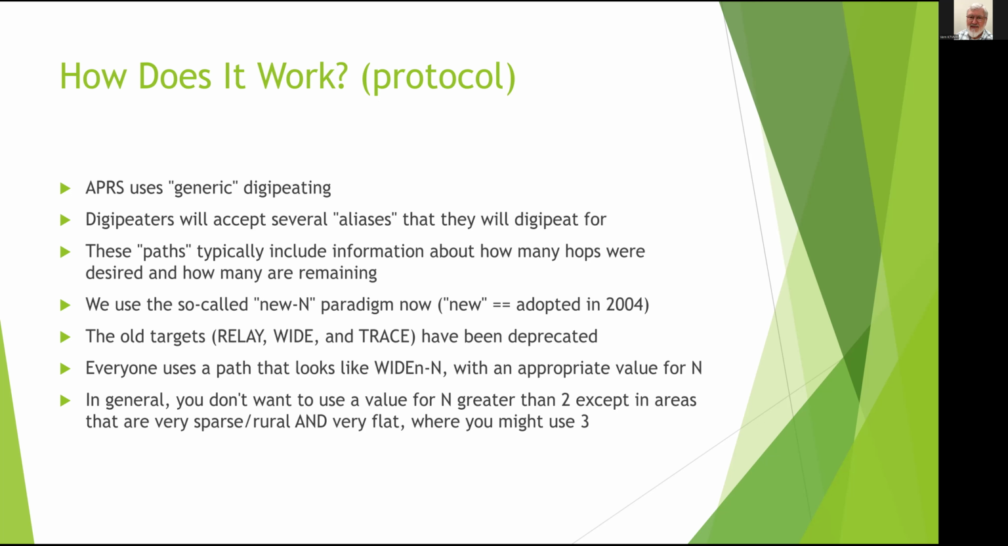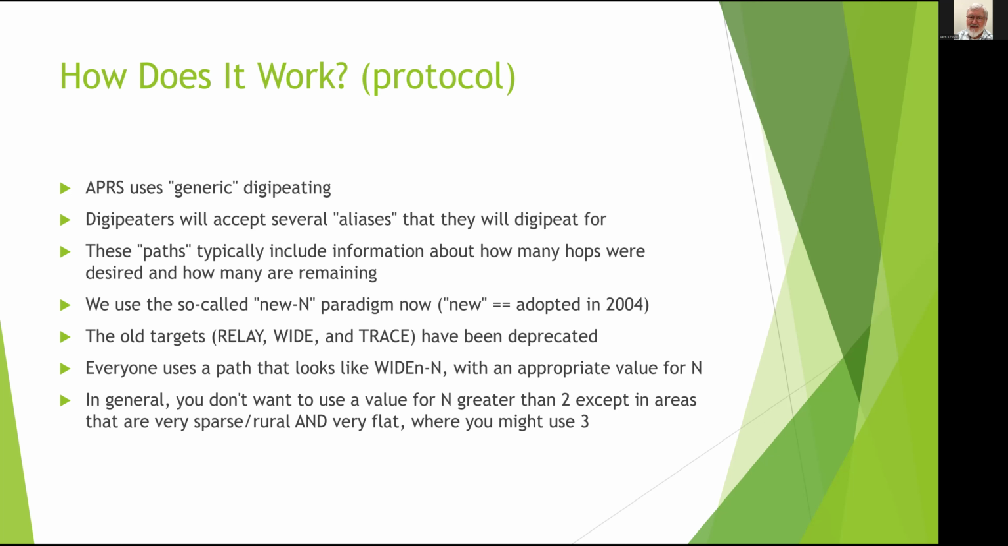Previously, the targets that we used were things like relay, wide, and trace. We don't use those anymore. Occasionally, when you are out in the wild, you will encounter some old TNC that is sitting around somewhere still on the air, sending out things with a relay path. And when you see that, you can either ignore it or you can spend the time to try to contact whoever put it up, who may not exist anymore, and have them fix it, update it, or remove it. Sometimes that's worth doing. Sometimes that's not so worth doing.